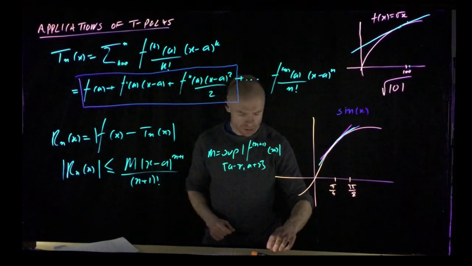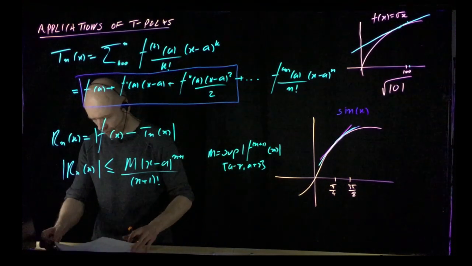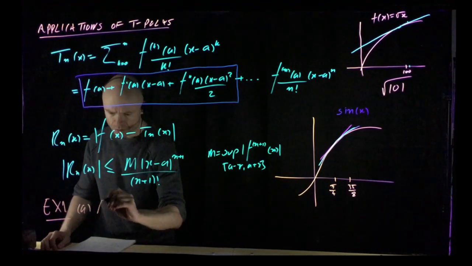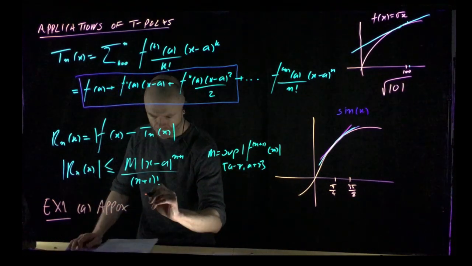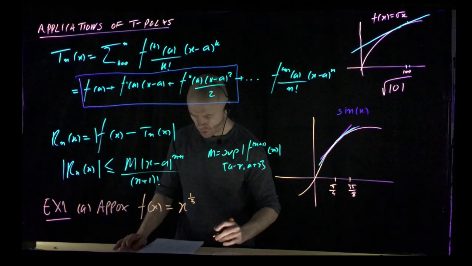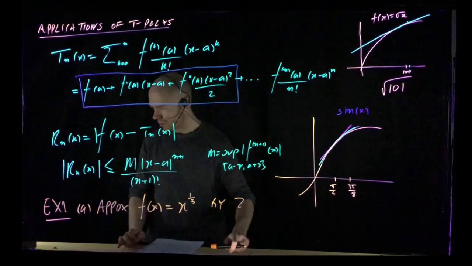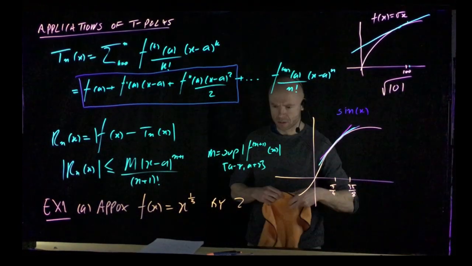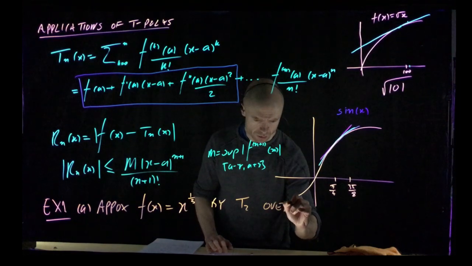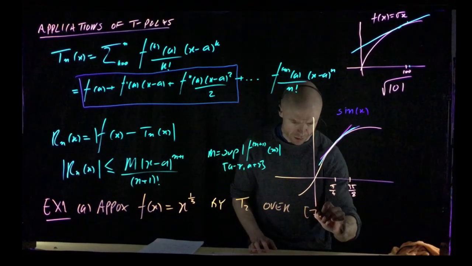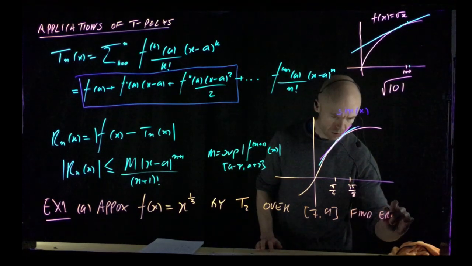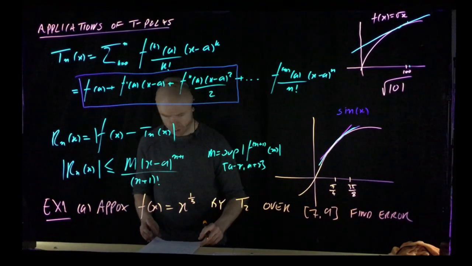All right, so let me just start by putting down the first question we're going to do. So this is example one. Part A, approximate this function, f of x, which is the third root of x, by T2, the Taylor polynomial of order 2, over the interval 7 to 9, and we'll find the error. Okay, that's our problem.